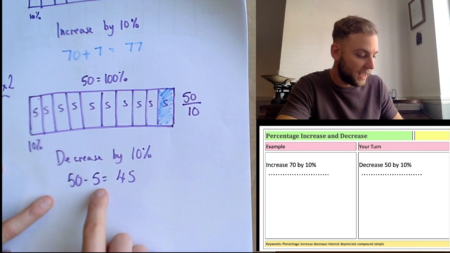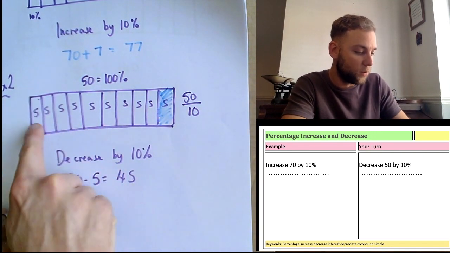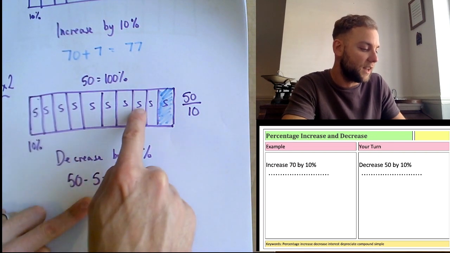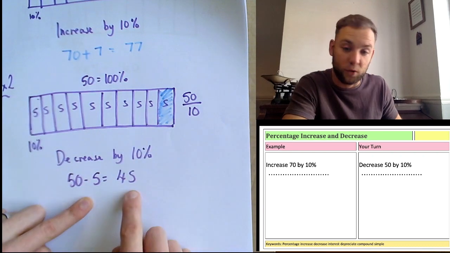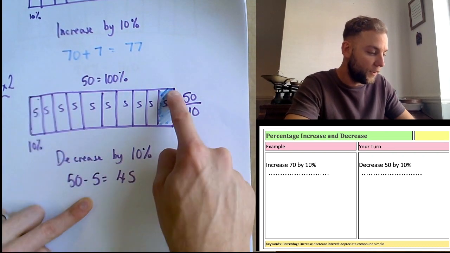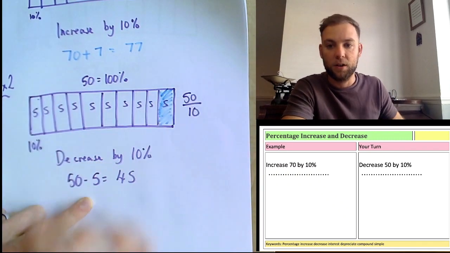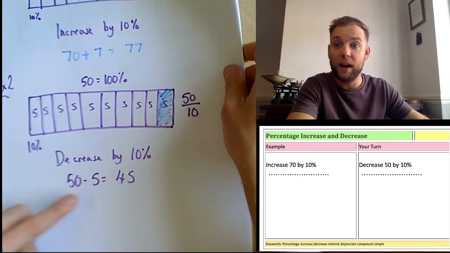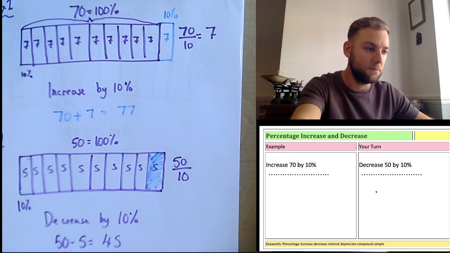Now you could do 50 take away 5. You could, if you wanted to, see that there's 9 of these. So 1, 2, 3, 4, 5, 6, 7, 8, 9. So you could have done 9 times 5, which is also 45. Or you can do the full 50, take away this one here, which is equal to the 45. So there's 2 ways that you can look at this, like so. Alright, so let's have a go at some more of these.